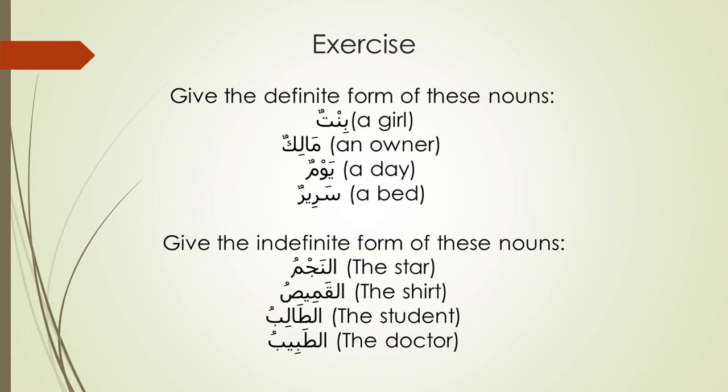Sarirun. As-sariru. If you know your sun and moon letters, it is as-sariru, not al-sariru. As-sariru. So now we have definite nouns. How do we make these now indefinite? An-najmu, which is the star. Najmun. Al-qamisu.